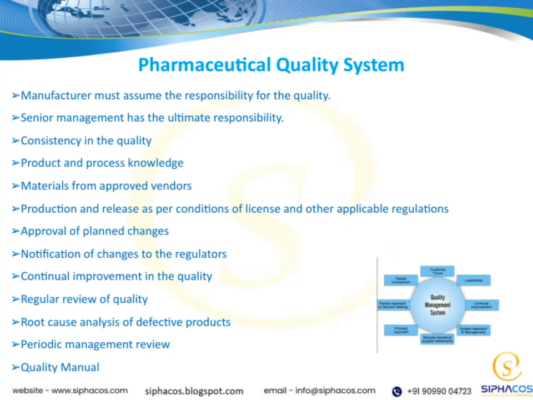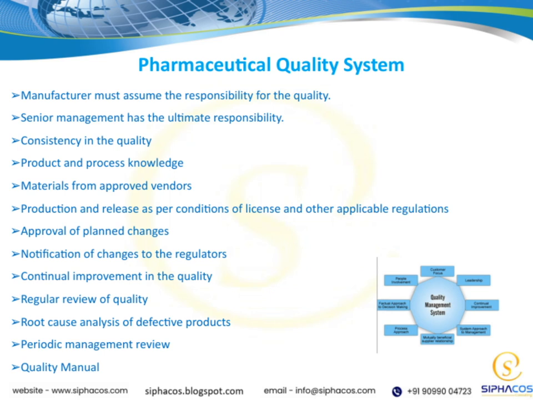When it comes to pharmaceutical quality, the manufacturer must assume full responsibility for maintaining high standards. This means that the entire quality system rests on their shoulders, and senior management bears the ultimate responsibility for ensuring that everything runs smoothly. Consistency in quality is crucial. It's what builds trust and ensures patient safety.